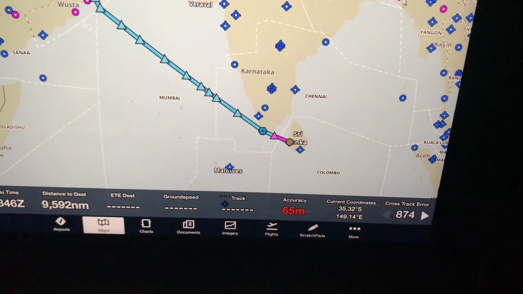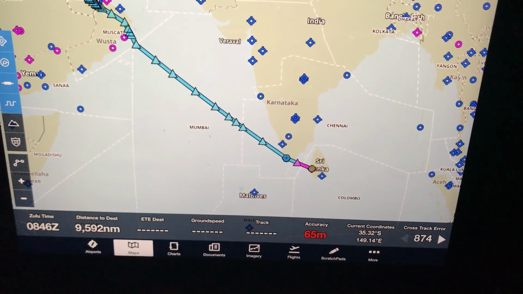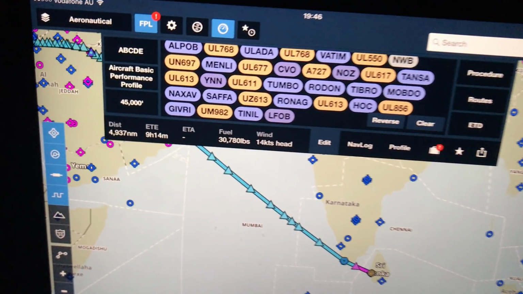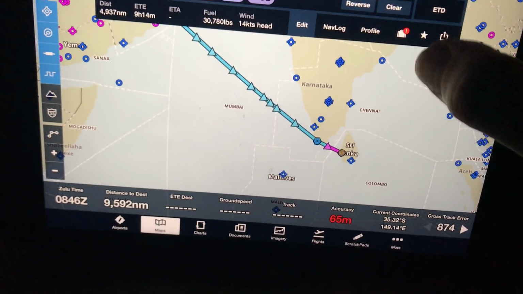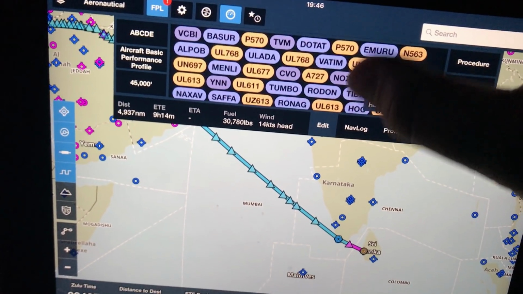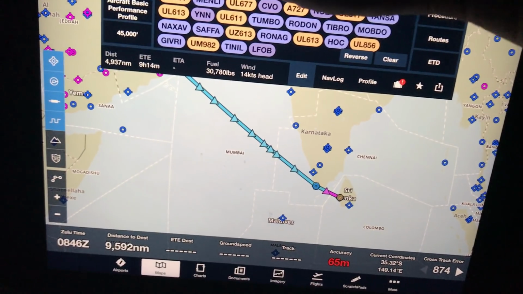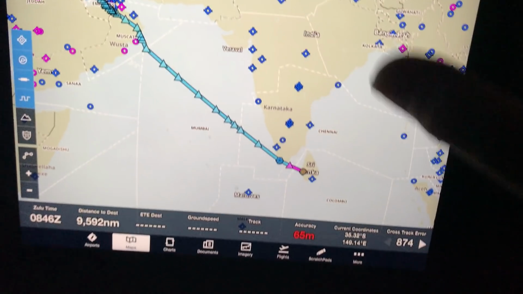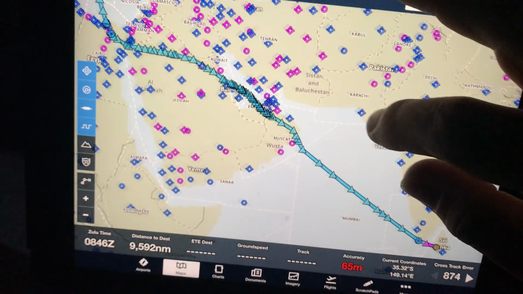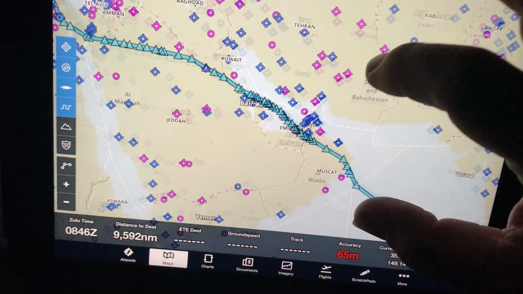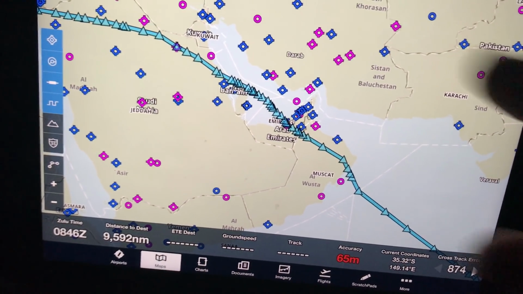So this is my ForeFlight app once again, and I've just spent a few minutes putting in the route for my flight tomorrow evening from Sri Lanka into France. As you can see, there are a number of waypoints and airways, and that relates to the specific route that we will be flying. From Sri Lanka, we head up to the north of Saudi Arabia and United Arab Emirates.